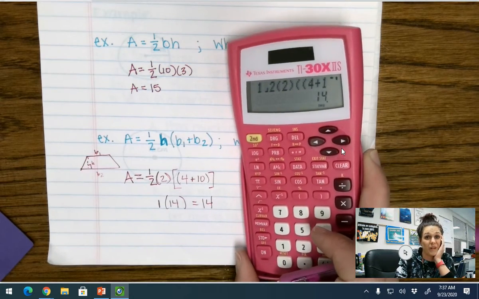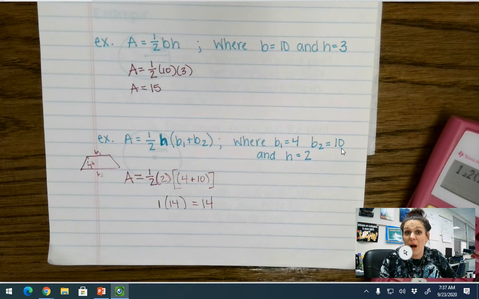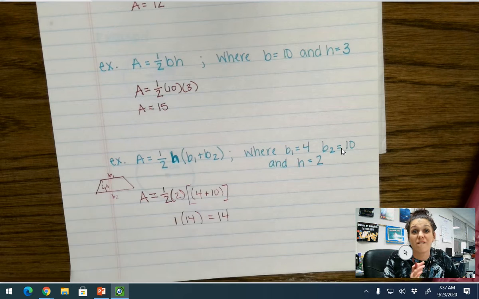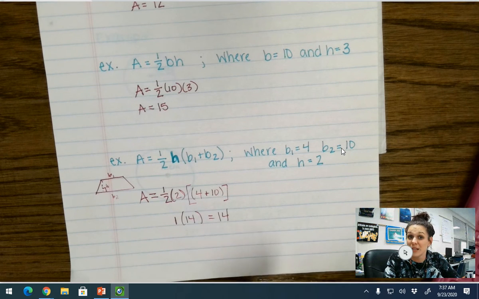Whoa. Okay, so hopefully this helped you out a little bit in filling in formulas, because what we're going to be starting is we're going to be starting with volume. All right, and so we need to be able to understand how formulas work, how we can fill them in, and how we can evaluate them.